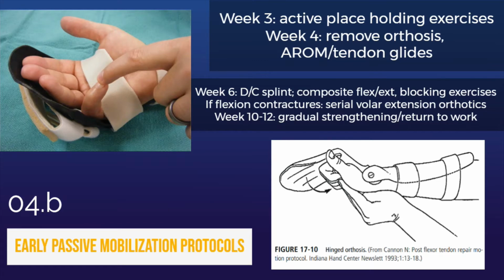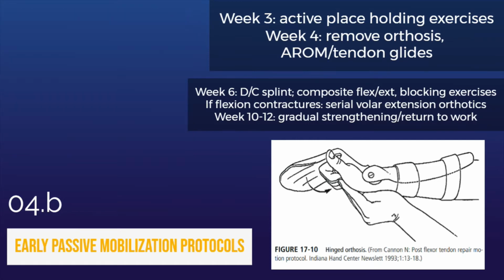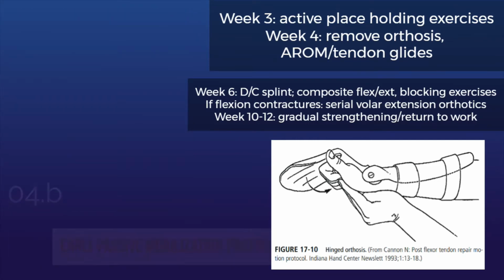If flexion contractures are present, serial volar extension orthotics will be worn typically at nighttime. Around weeks 10 to 12, gradually increasing grip strength will be done as needed to return to work. Depending on patient progress, discharge can begin to be considered.